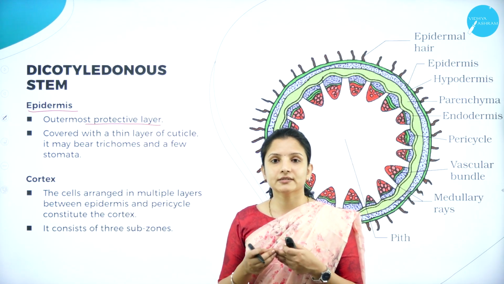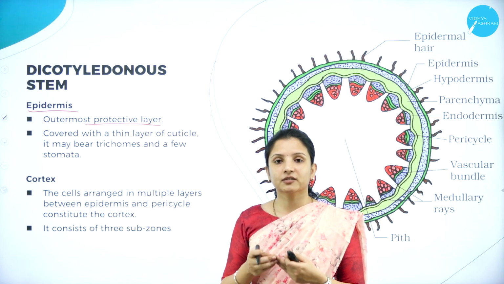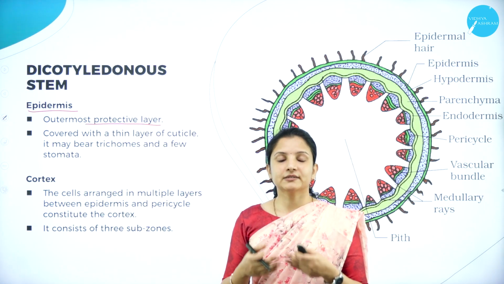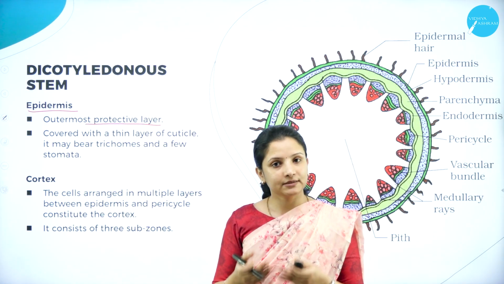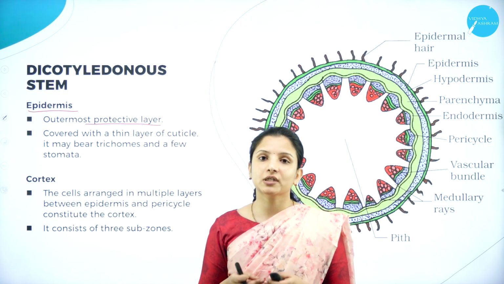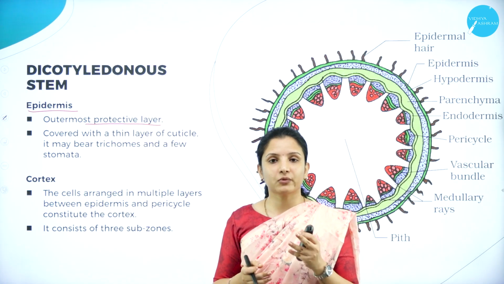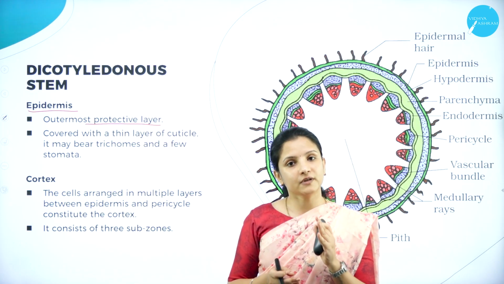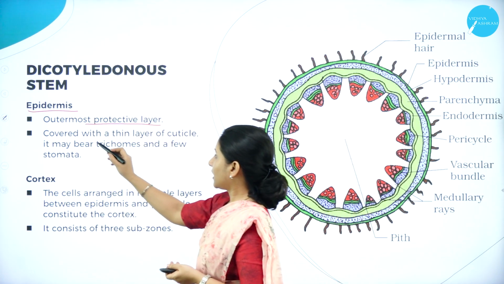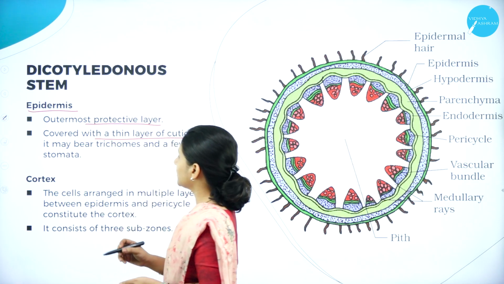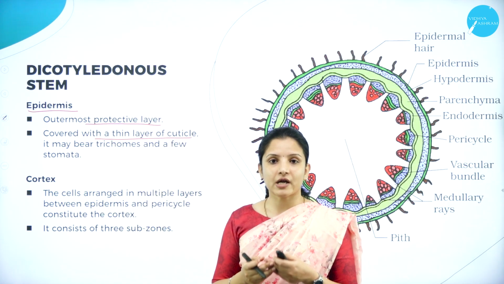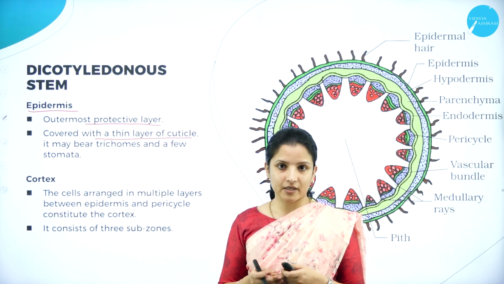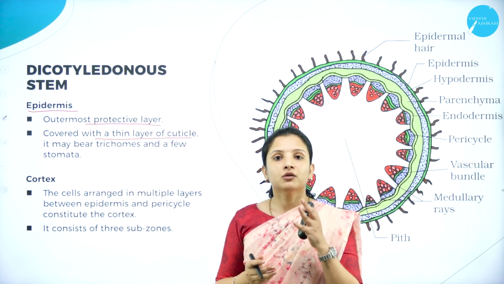The cuticle is a waxy layer present above the epidermis, and it also adds extra protection to the stem. But in the roots, this cuticle layer is absent. So this is one of the major differences between the root and the stem. It is covered with a thin layer of cuticle, and also they have trichomes and stomata. Roots did not have stomata, but they had root hairs.